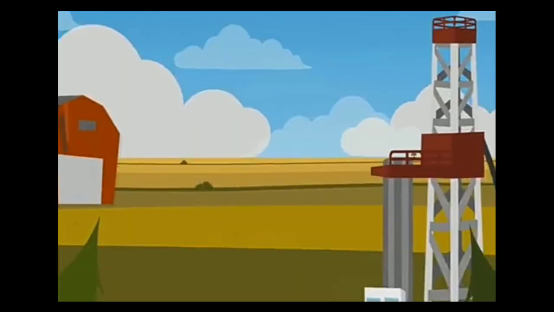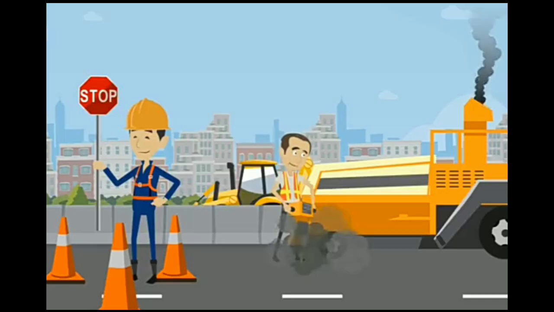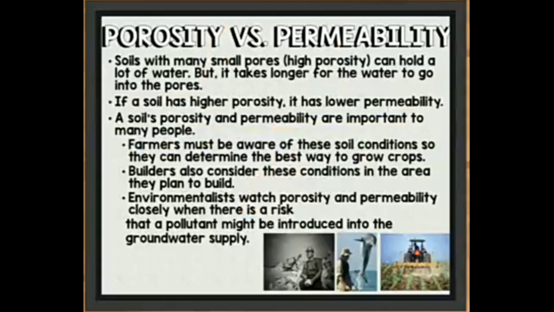Farmers must be aware of this soil condition so they can determine the best way to grow crops. Builders also consider this condition in the area they plan to build. Environmentalists watch porosity and permeability closely when there is a risk that a pollutant might be introduced into the groundwater supply.